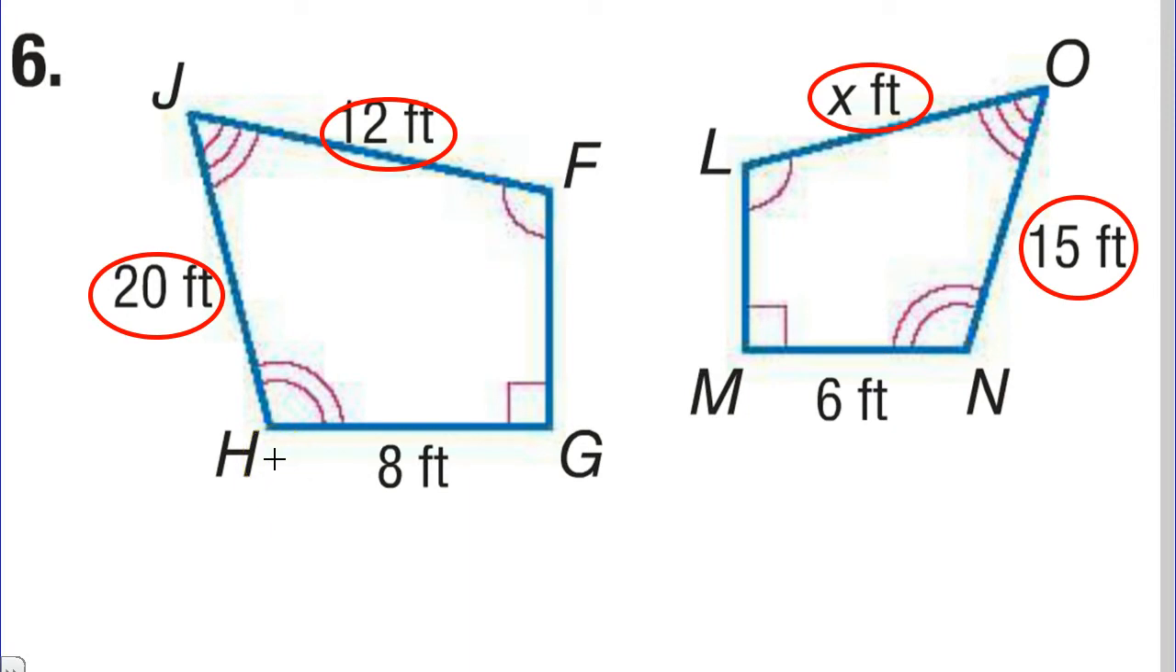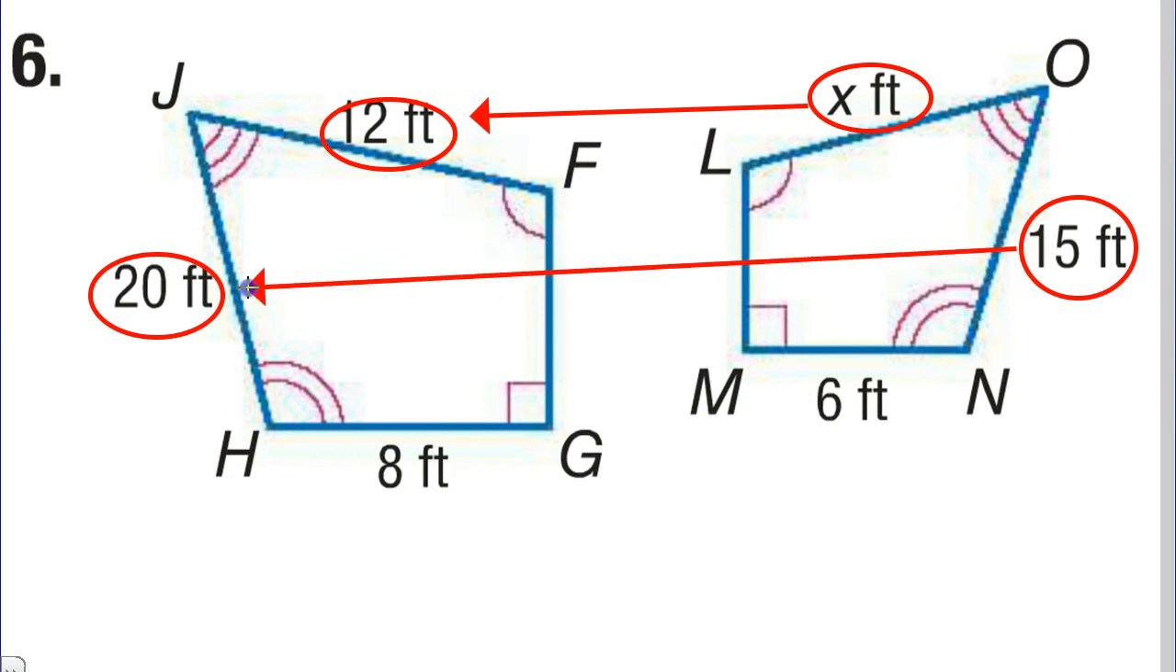So all I'm going to do is set up a proportion for that. I can do a couple different types, but I'll just do x over 12 equals 15 over 20, because again, those are the guys that correspond. X corresponds to 12, 15 corresponds to 20.